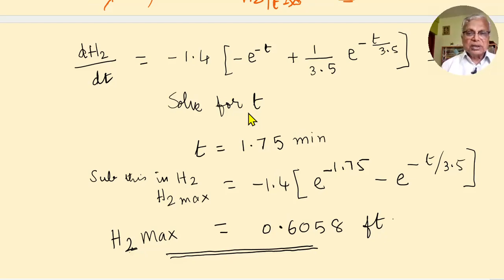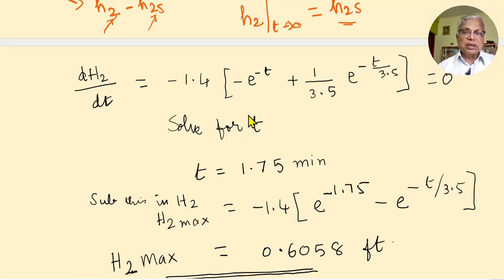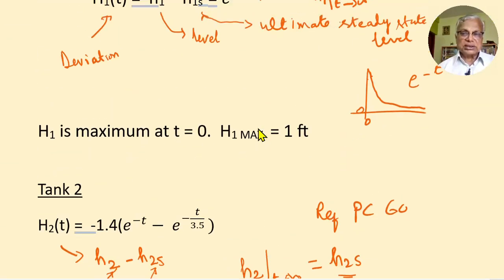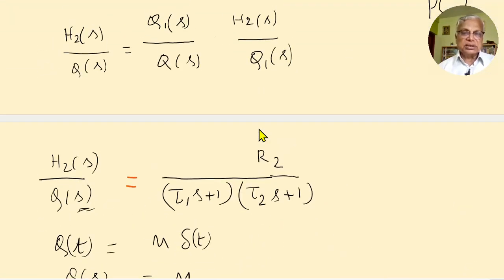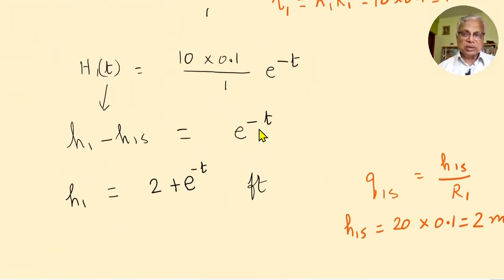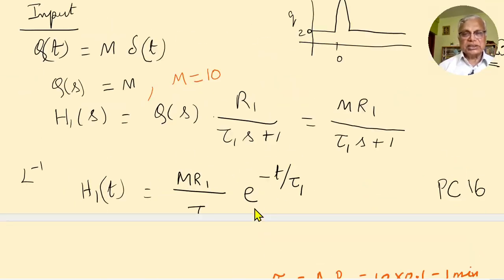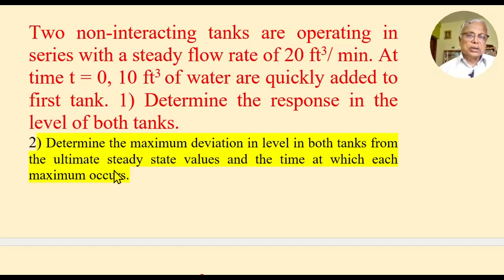So this problem, both in the last class and this class, explains the dynamics of two non-interacting first order tanks in series. In the first part, we found the actual level in each tank after an impulse input is given. In the second part, we found the maximum deviation in the level of each tank from their ultimate steady state values. I hope you have understood this.